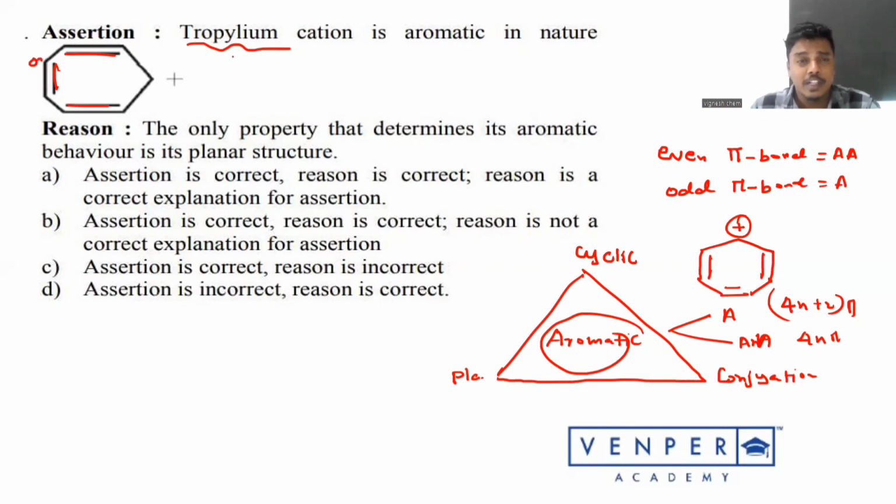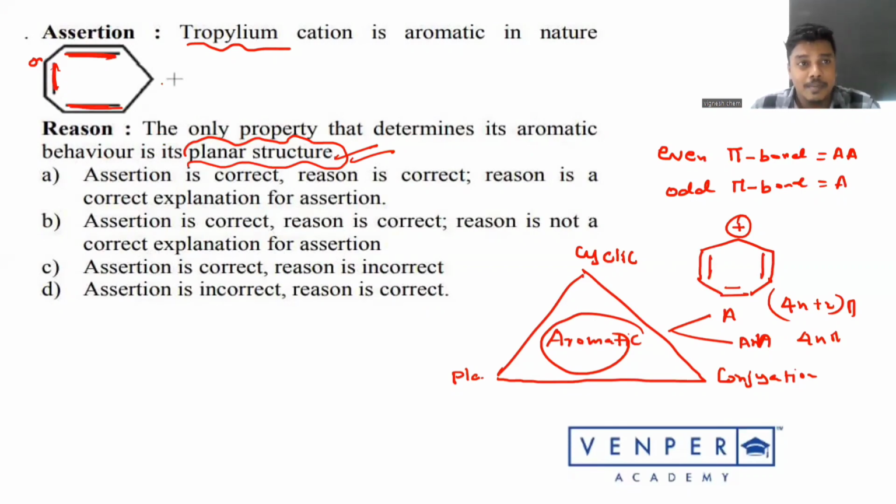Now see the statement: the tropylium cation is aromatic in nature. What is the reason? Is planarity the only property that determines aromaticity? Not the only property, right? What are the properties that decide aromaticity: planarity as well as conjugation, as well as the number of pi bonds.